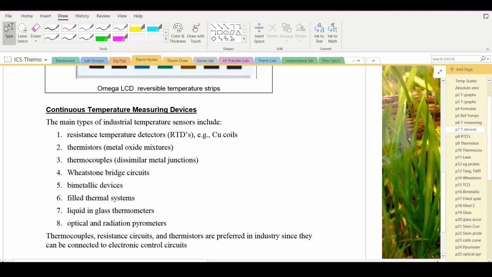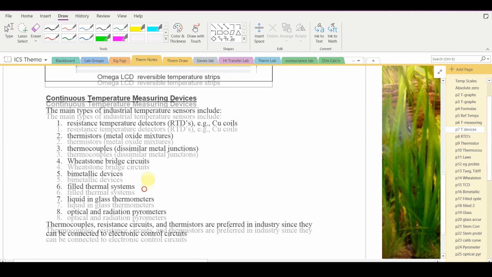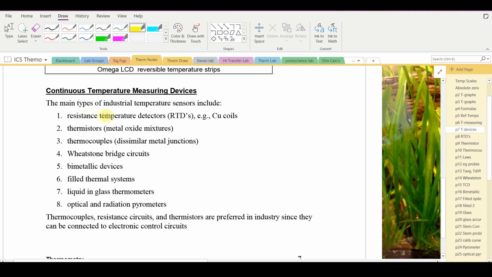Here's a list of the temperature measuring devices we're going to study in this chapter. So we have resistance temperature detectors called RTDs. This is basically a coil of wire. It can be copper or some other metal. We'll look at thermistors, which are metal oxide mixtures. We'll look at thermocouples. Two dissimilar metals are joined. We'll look at the Wheatstone bridge circuit, bimetallic devices, filled thermal systems, and of course our familiar liquid and glass thermometers, and finally optical and radiation pyrometers.